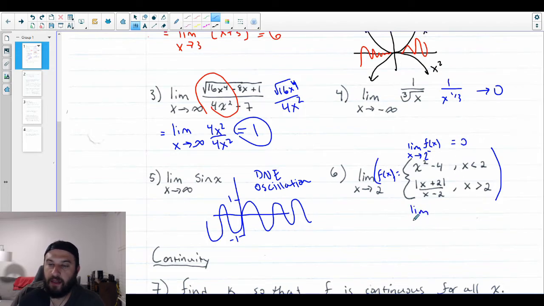If I take the limit as x approaches 2 from the right, or in other words, x approaches 2 from all the values that are greater than it, again, plug 2 in, that's the absolute value of 4 over 0. And number over 0, DNE. Okay. The left and right hand limits don't agree. Because of that, we can say that this limit as x approaches 2 of this function does not exist.